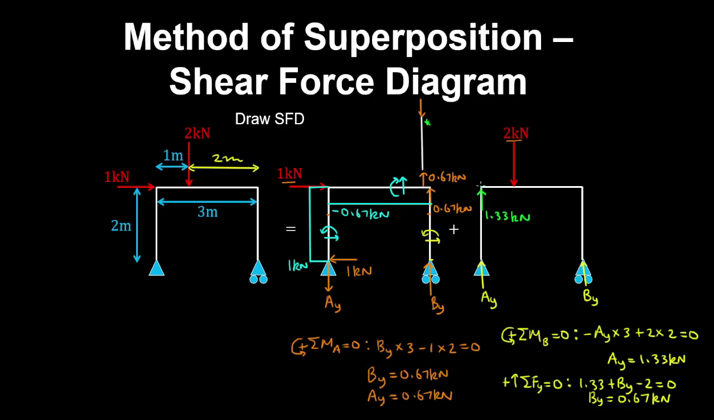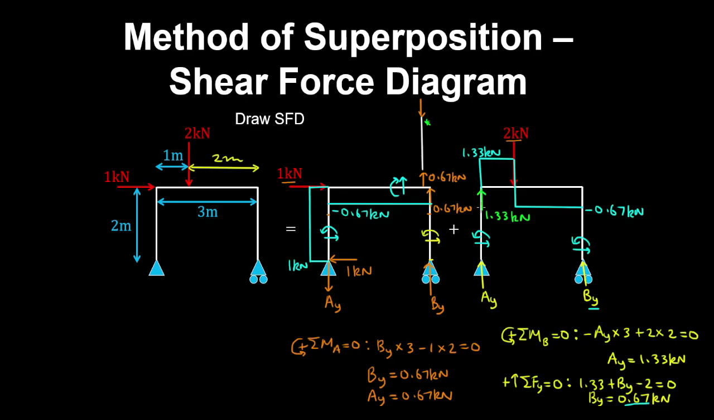And this causes a jump in the shear force diagram of 1.33 kilonewtons. And then you have a jump due to the point load of 2 kilonewtons. So the shear force is minus 0.67 kilonewtons in the beam. And we can see that this is also equal in magnitude to the reaction By at this end. Now if you cut both columns, there's no horizontal reactions, so the shear force in the columns is 0.